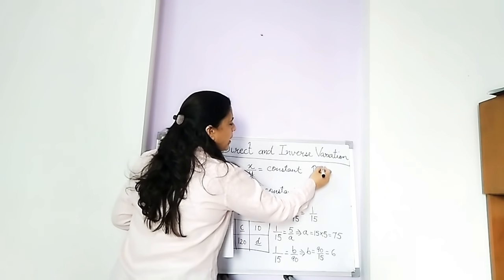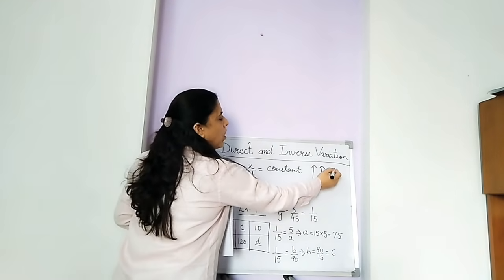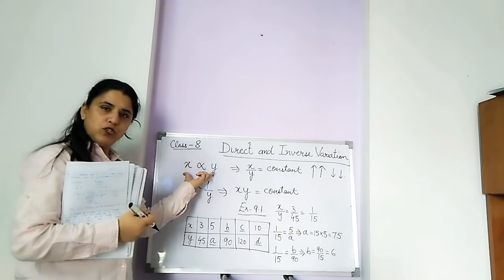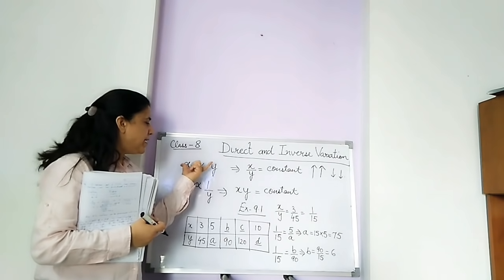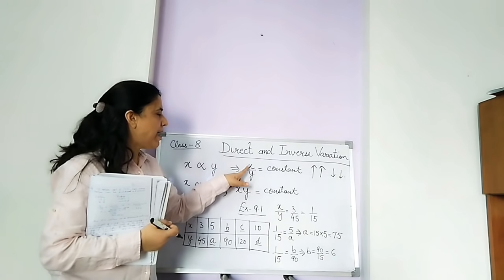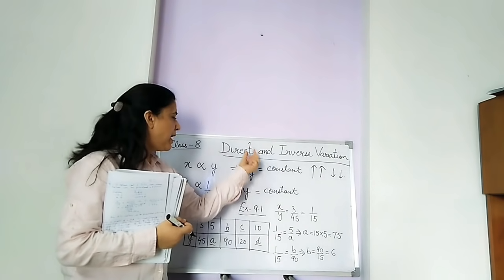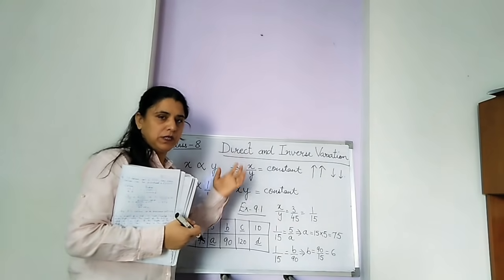Either both are going in the upward direction, one increases, the other also increases, or one decreases, the other also decreases. If two quantities x and y are said to be directly proportional, or they are in direct variation, then x upon y is a constant. Their quotient x divided by y is always a constant.